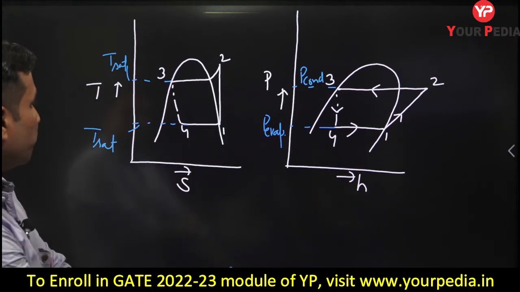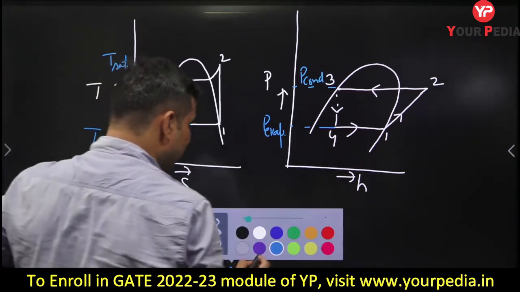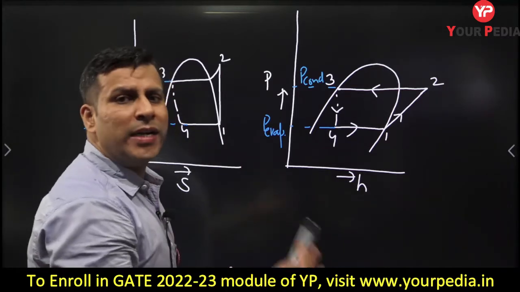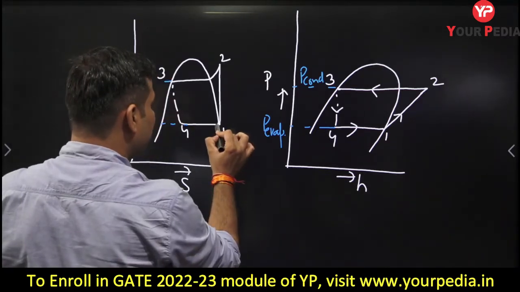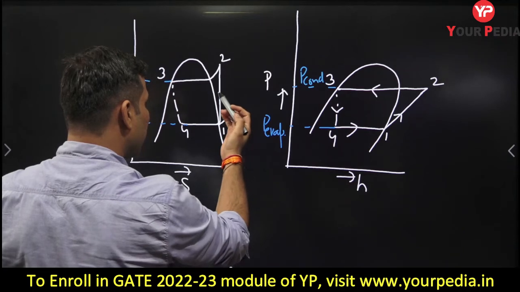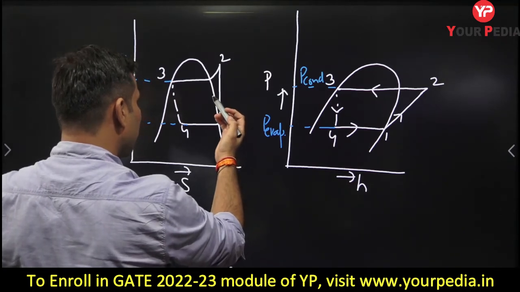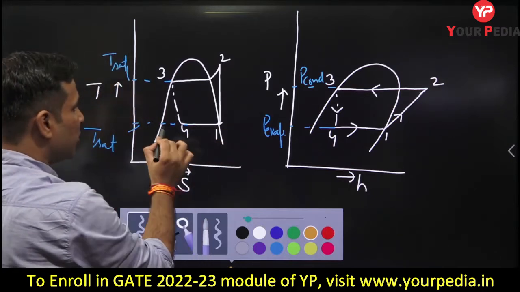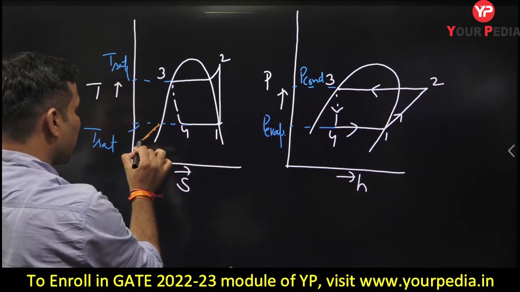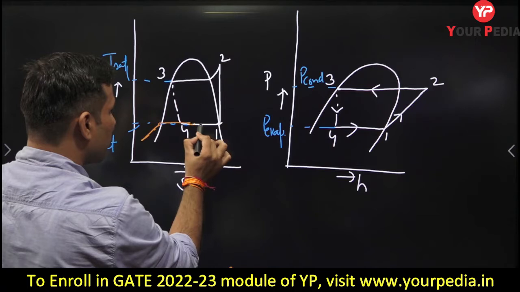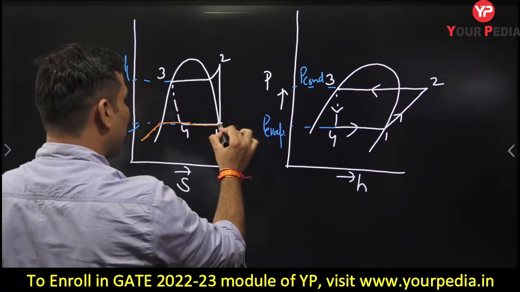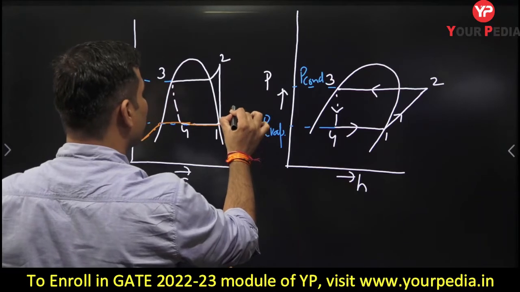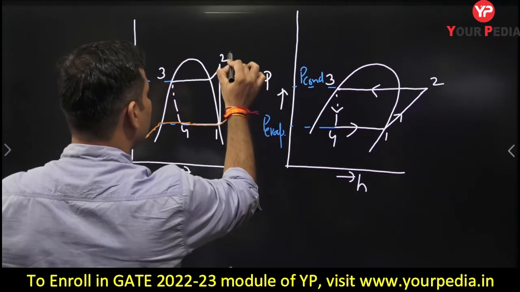Now if you are heating this refrigerant further, how will you heat? You will heat at constant pressure only. So you need to extend this line something like this. Let me use another color so that you will be able to analyze it. This is the constant pressure line, guys, something like this. This line will go something like this, and then you will have isentropic compression.